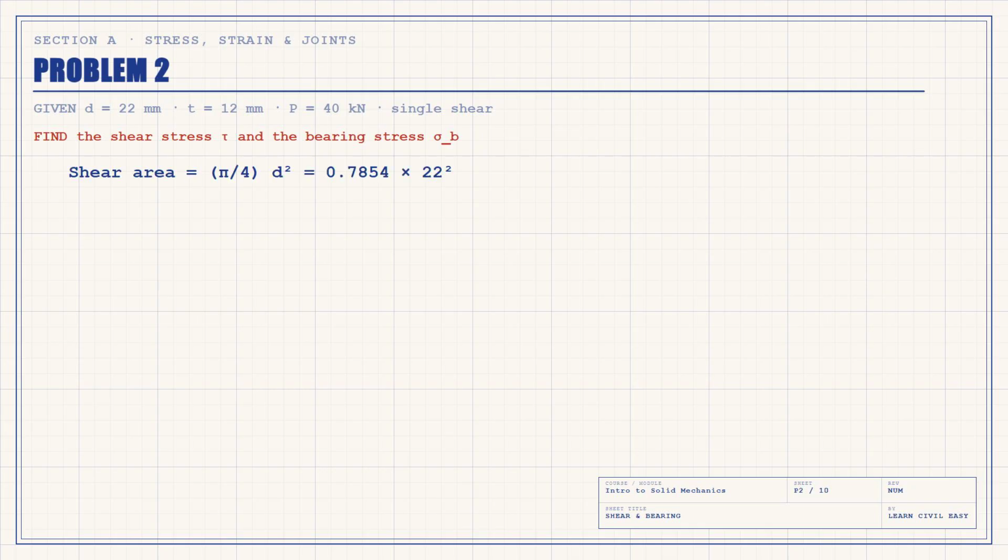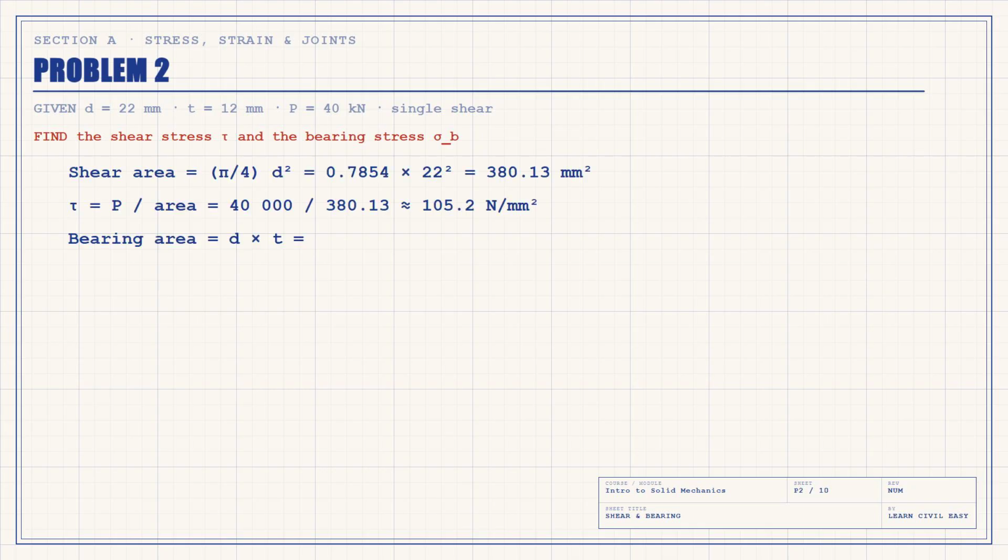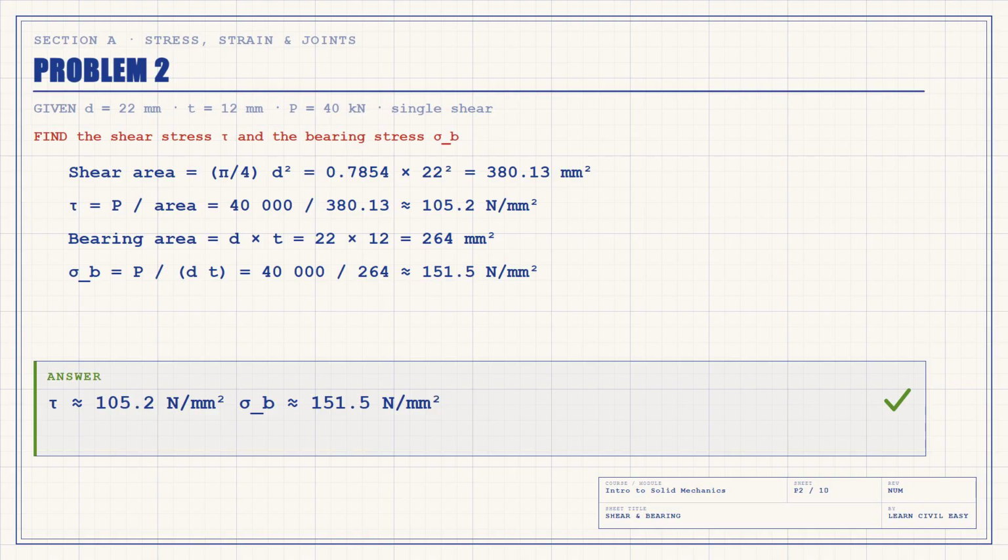Problem 2. A single shear lap joint, a 22 mm rivet through 12 mm plates, carrying 40 kilonewtons. The shear area is pi by 4 d squared, 380.13 square millimeters, so shear stress is 40,000 over that, about 105.2 Newton per millimeter squared. For bearing, the area is d into t, 22 times 12, 264 square millimeters. So bearing stress is 40,000 over 264, about 151.5. Same load, same rivet, but two different stresses because the areas are different.